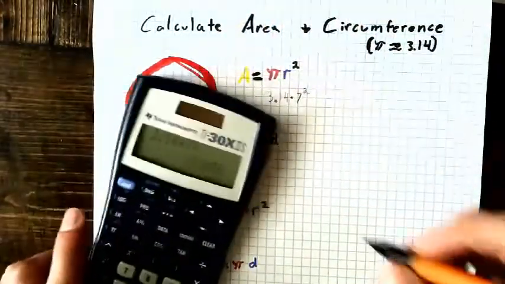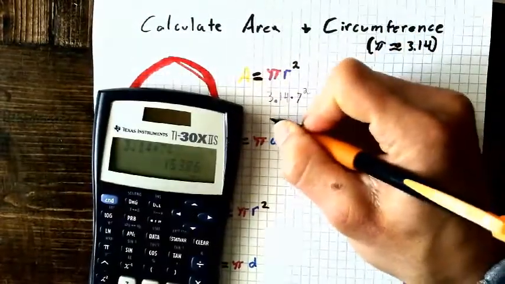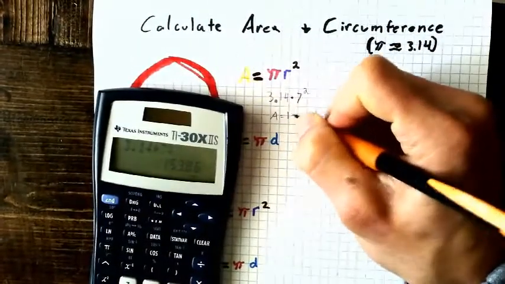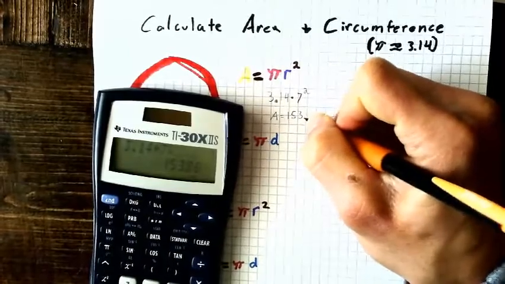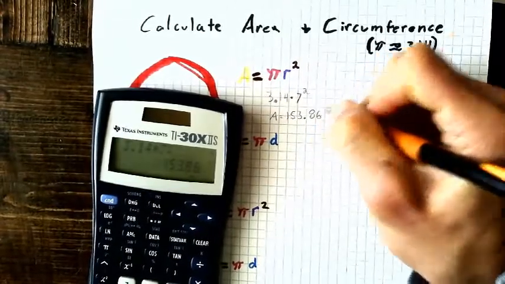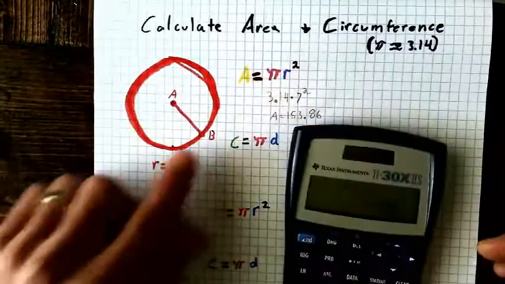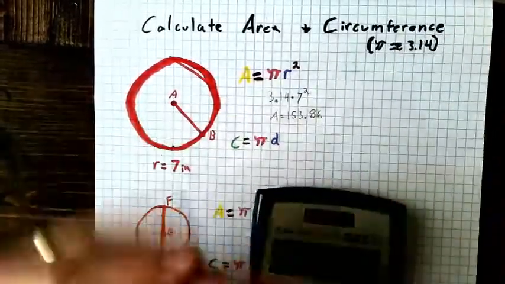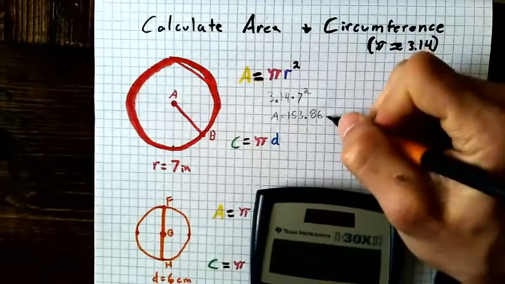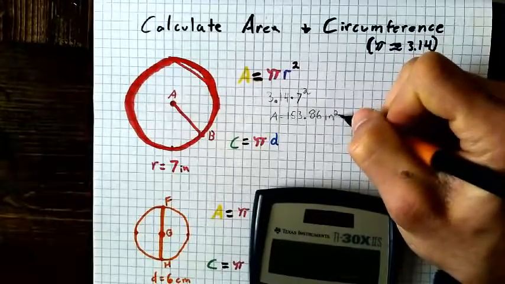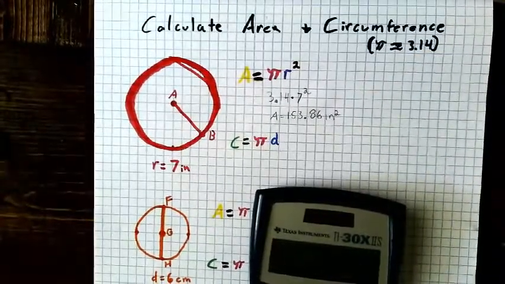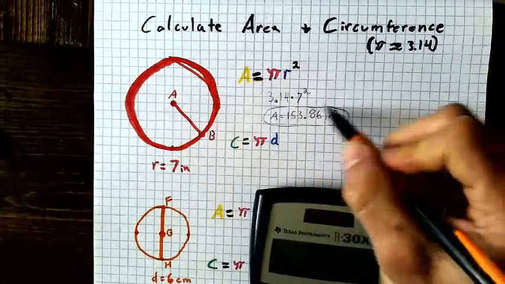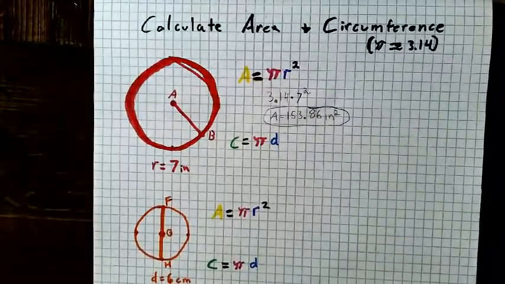And it came out to be, so my area is equal to 153.86. Now I gotta look at my label. Inches. An area is a space that fills up. It's not a straight line, so it is going to be inches squared. Okay, and that's my answer. I can circle it.